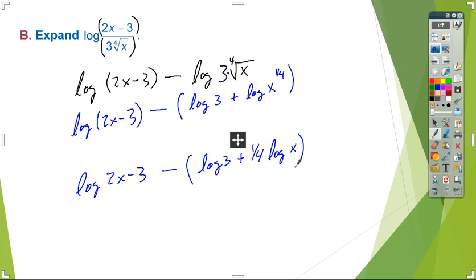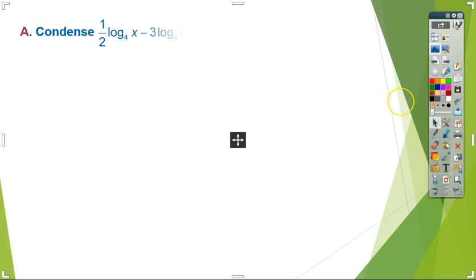Now, in theory, you can also go ahead and distribute the negative and do all that, but I'm not going to make you do that. This is perfectly normal. Notice, though, that you could not just have put minus a log 3 plus a log x. You had to put the parentheses. It would be wrong otherwise. Okay? So I come over here. Let's find out what's next. Now we're going to go backwards. We're going to do some condensing.